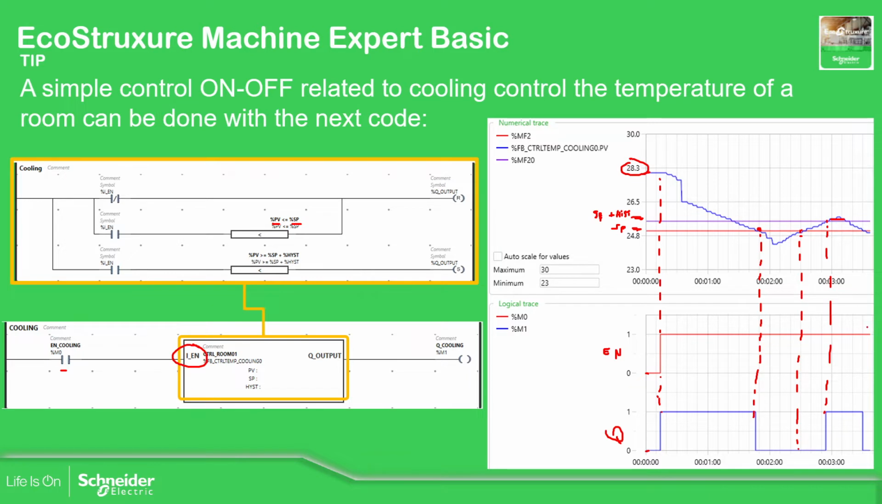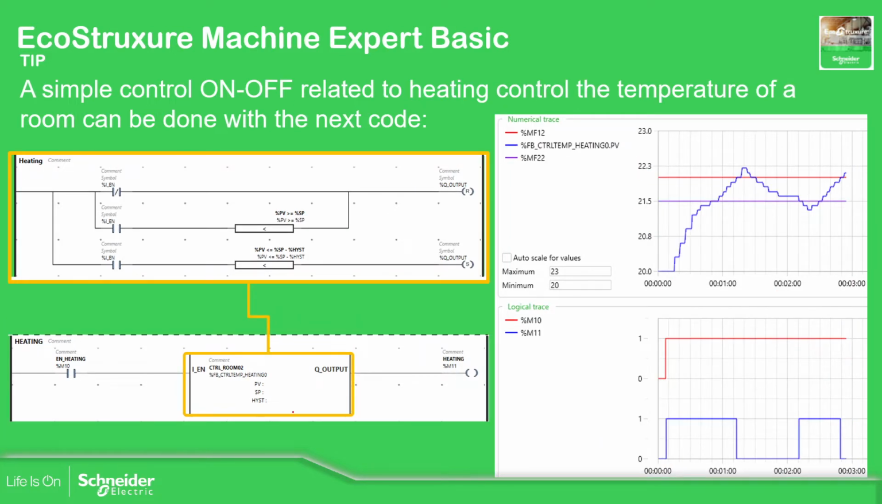So that's basically the idea of this kind of control, and the same can be applied, for example, instead of cooling, for the heating. This is just a quick example of how you can do it. This one is the enable, this one is the output, for the heating. As you can see, it starts with low temperature, and in this part it reaches the set point minus the hysteresis. And this one is the set point.